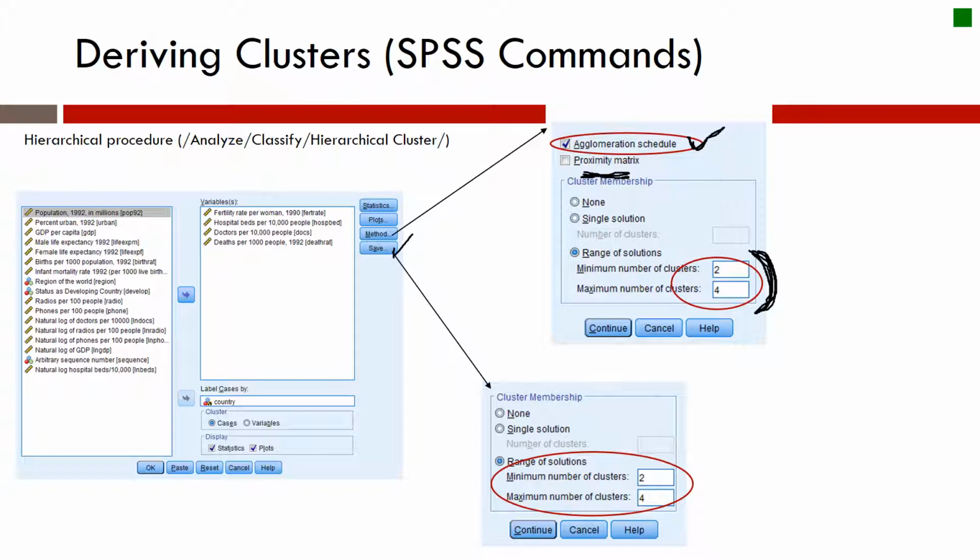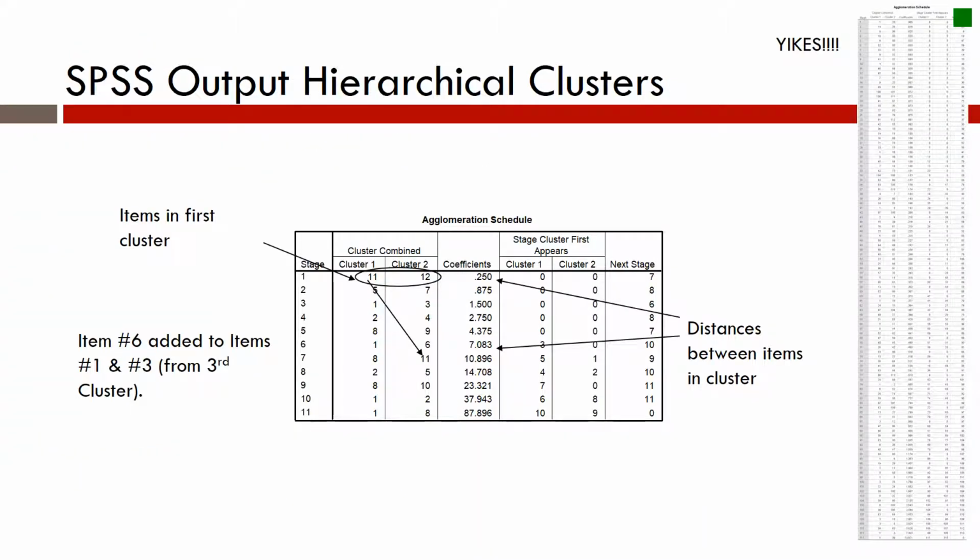This is going to create 3 new variables, 2, 3, and 4 cluster assignments. And we'll be able to look at those a little closer here in a little bit. Once we click OK, we start to get some of our data in output form. So remember, we have the agglomeration schedule.